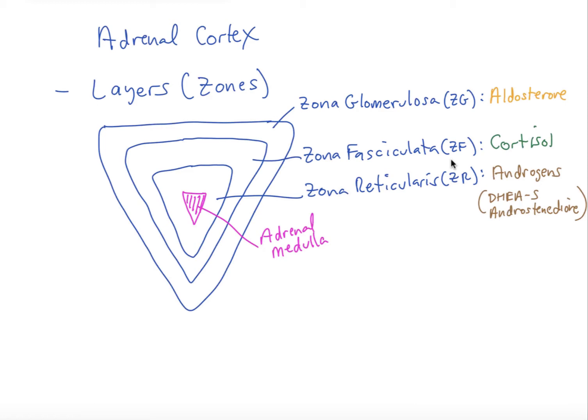I have the adrenal medulla here as reference. It's not part of the adrenal cortex, but it's the innermost part of the adrenal gland. And remember, the adrenal medulla has endocrine function as well. It makes mostly epi and some norepinephrine, which is part of the sympathetic nervous system.